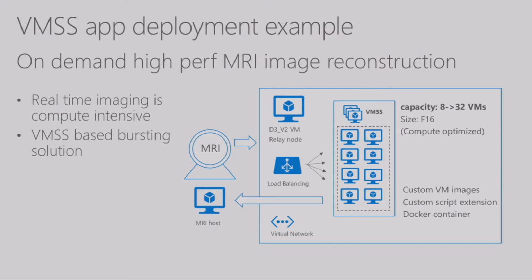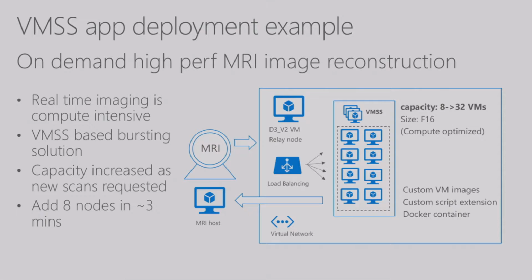And then if multiple jobs come in from the same hospital, they can just increase the capacity. They can just scale out this scale set. And at the moment, I think in the source code, it goes up to 32 VMs. It typically adds another 8 nodes in about 3 minutes. So once you signal you want to start a new job, it's pretty quick that all the resources are ready. And as you can see, it's using three of those application deployment methods that I mentioned.